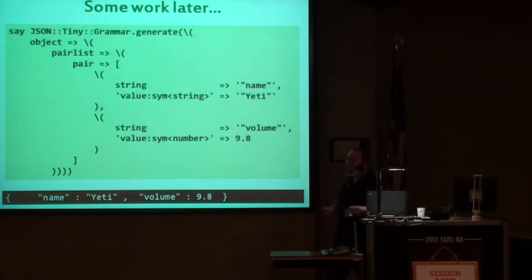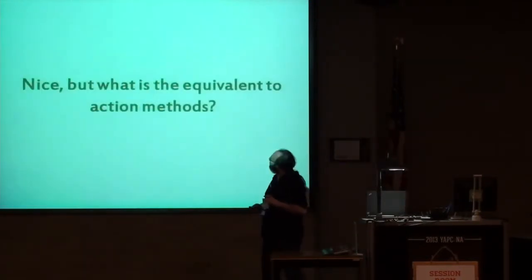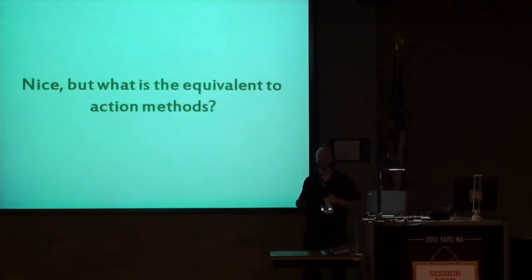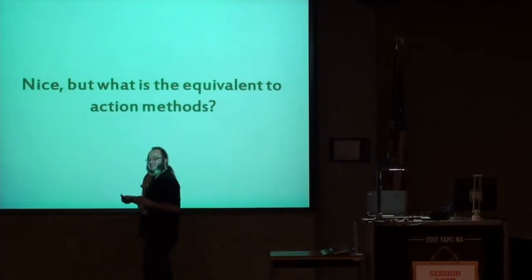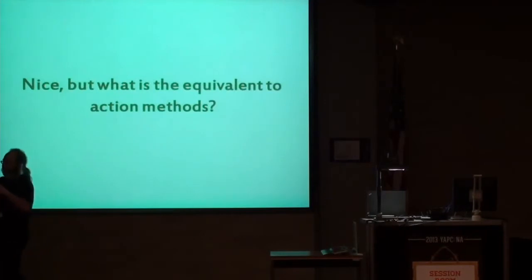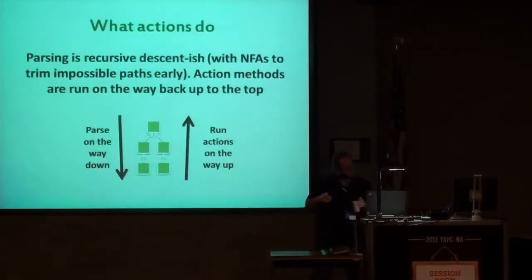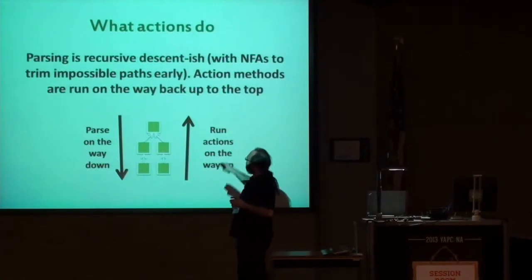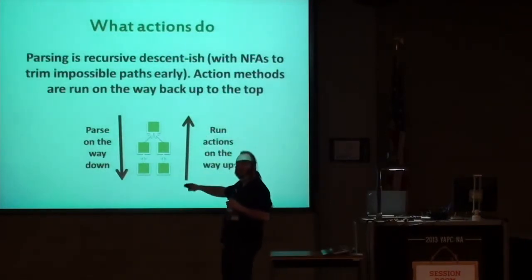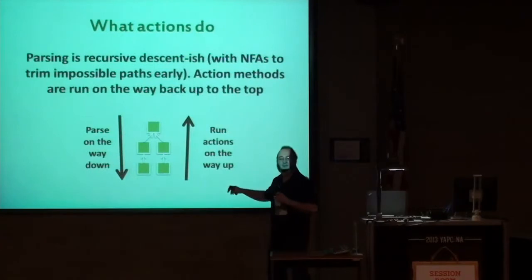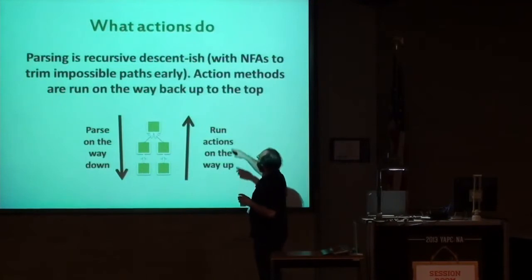Okay, so this is almost good. However, we're not quite there yet. And the reason we're not quite there yet is because, if you remember, we had these really nice action methods. We had these things where instead of you getting this big AST back, this big match tree back, you got a real object back. So what are the equivalent to those? Well, if we think about it, actions get run on the way back up. Okay, so on the way down the tree we pass, decide where we're going, and as we come back up the tree, we build up that result data structure. So actions run on the way back up.